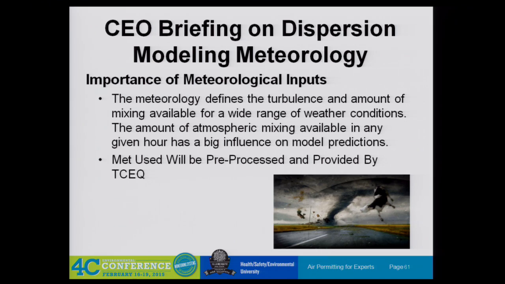So the MET data is pretty intuitive. It just kind of defines the amount of turbulence and mixing in the atmosphere for different weather conditions, and it's actual MET data, and usually it's pre-processed and supplied by the state agencies.